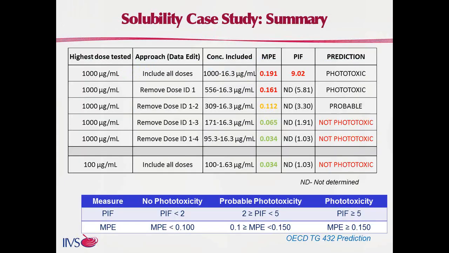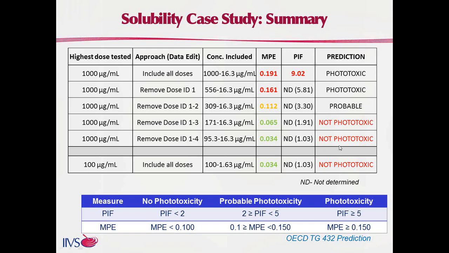Well, this summary table here highlights all the responses when we test up to 1,000 and also has inclusion or exclusion of doses as well as the responses when we test only at 100. So we have our highest doses, our approach in terms of do we edit the data or not, which concentrations would be included, what our MPE value would be, what our PIF value, and what our prediction would be based on that. And below here, I have the OECD test guideline prediction for phototoxicity potential based on the MPE and PIF values.